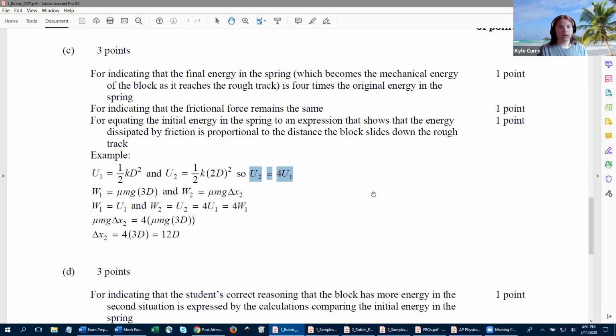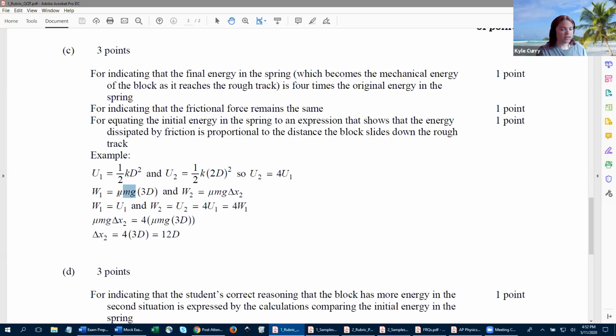Okay, look at the second point. For indicating that the frictional force remains the same in both cases. Where is this frictional force? Well, this W1, that's work 1. That's essentially saying the work done on the block as it slides across the surface. That's the frictional surface. Or we can say that's the change in kinetic energy of the block as it slides across the surface. We can say that's the energy dissipated. It doesn't matter. That's just work 1.